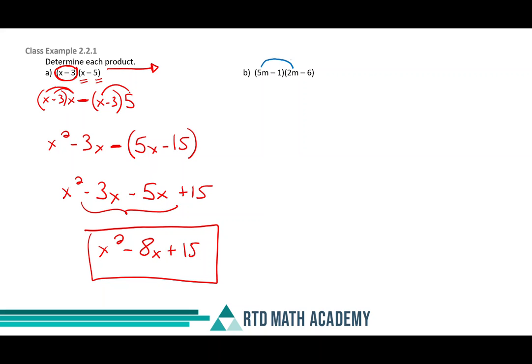At the end of each line that I draw, I know that I'm going to have to multiply those two. So I'm going to take 5m times 2m, and then I'm going to take 5m and multiply it by negative 6. I also know that everything in this first set of terms has to be multiplied by the second set of terms, so negative 1 has to be multiplied by 2m, and negative 1 has to be multiplied by negative 6. Sometimes I call this the claw.